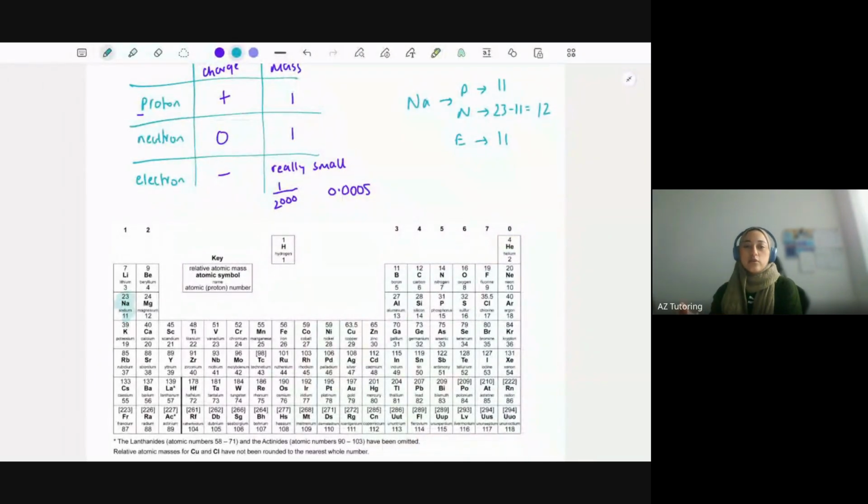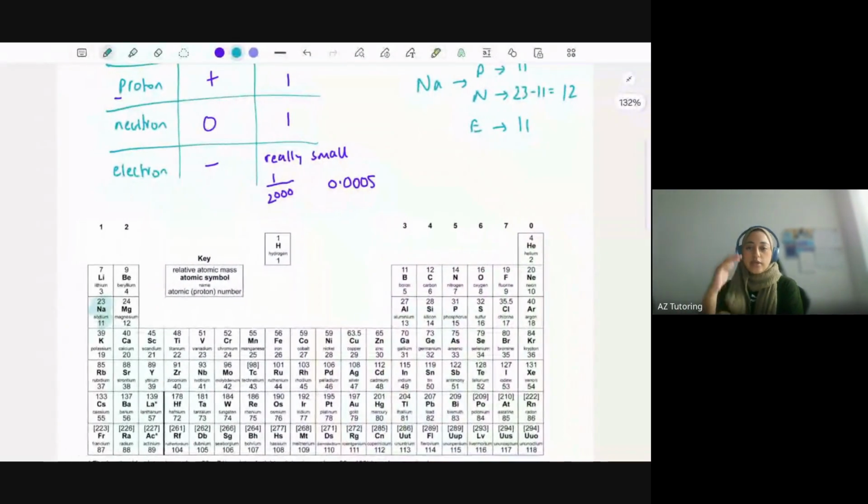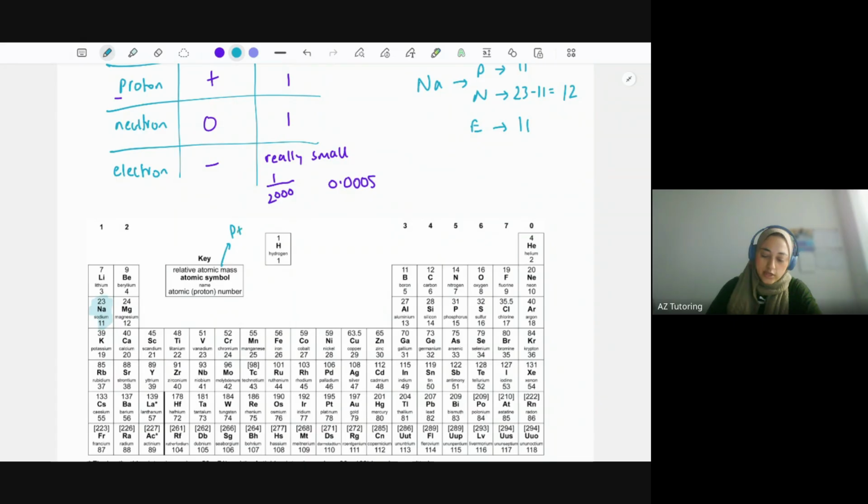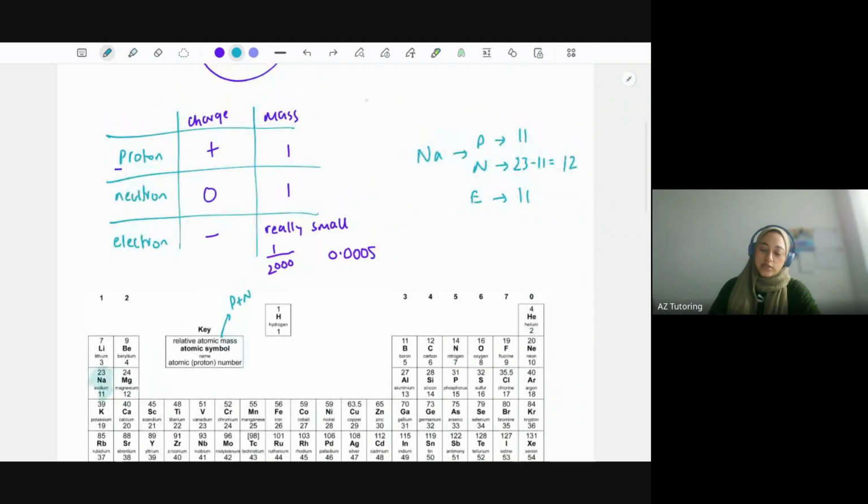So again, they might ask you in the exam, what's the reason you can just minus the top and bottom number and it gives you the neutron number? Well, this top number, the relative atomic mass, is just the number of protons and neutrons. The number of electrons is not included in the overall mass because it's really small. So you can see how you can use this table here to explain your reasonings as to why we do certain things on the periodic table.